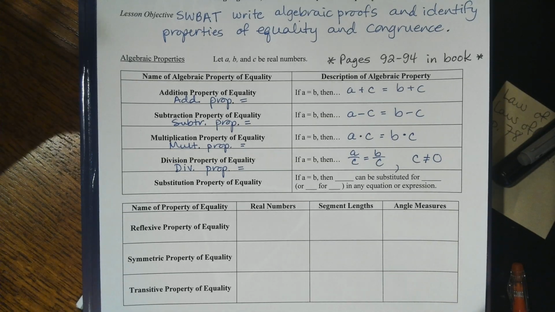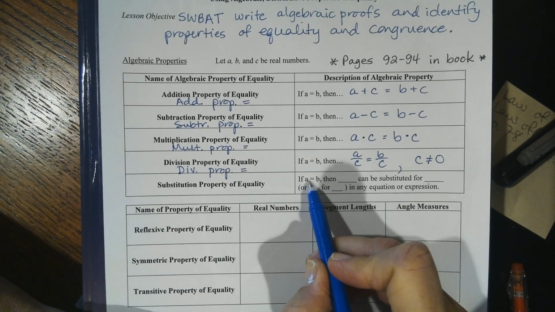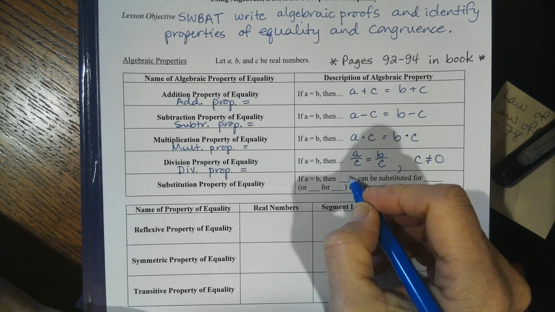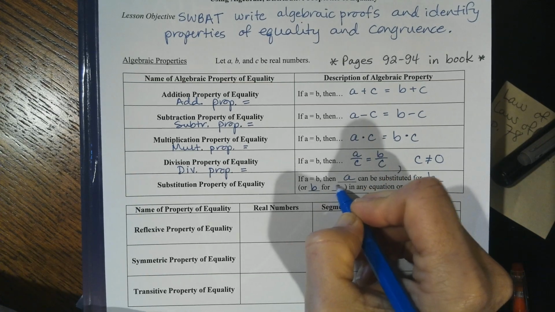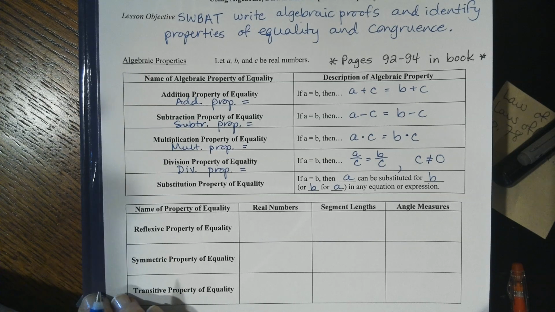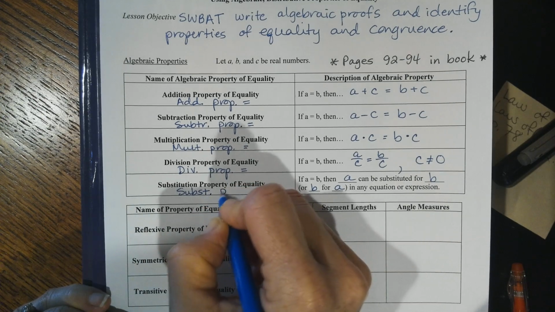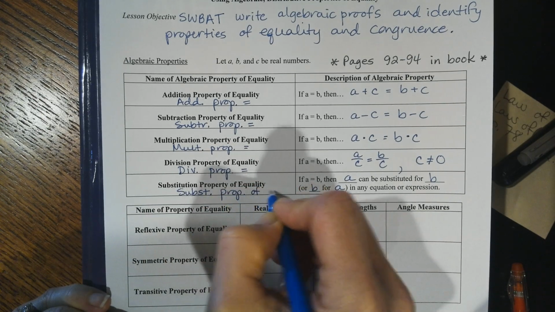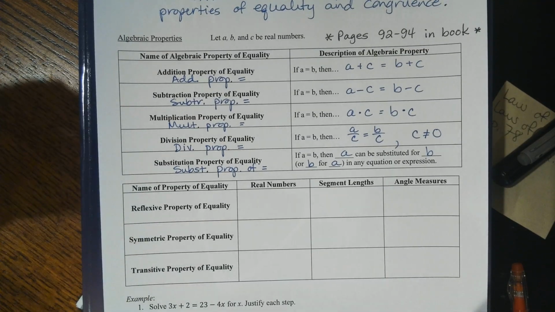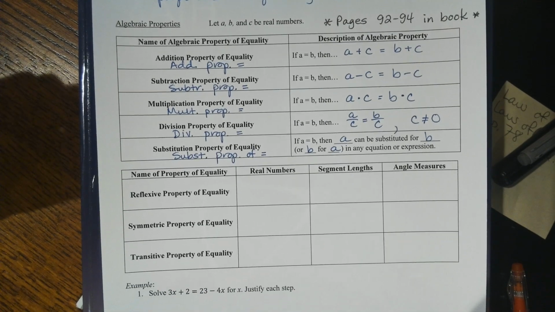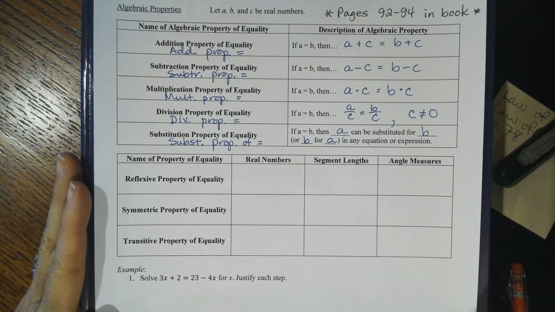The substitution property I just love because it's so handy. Believe me, you'll use it all the time. If A equals B, then A can be substituted for B. That's what it says. Or you can substitute B for A in any equation or expression. Now, we're going to abbreviate that as subst prop of equality. You don't have to write the word of, but there it is. And those are almost self-explanatory. You had them last year in algebra. Now, there's 3 more equalities we've talked about probably years ago, but they should all make sense to you.